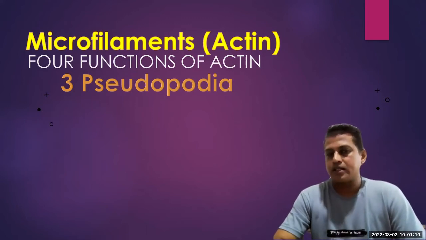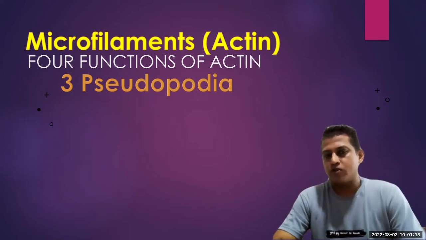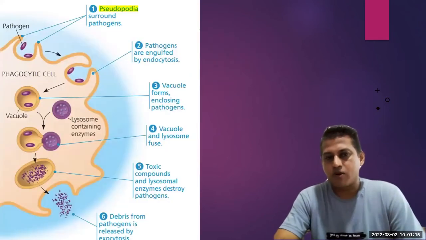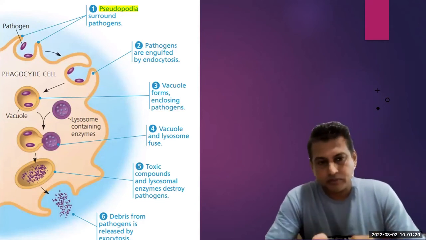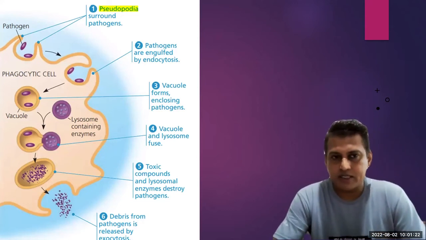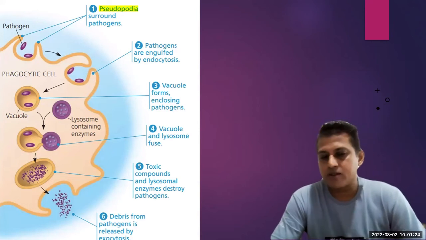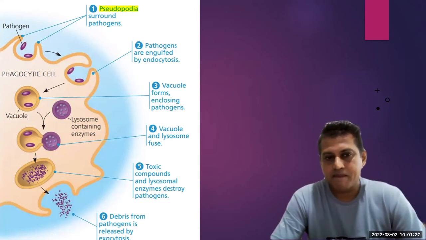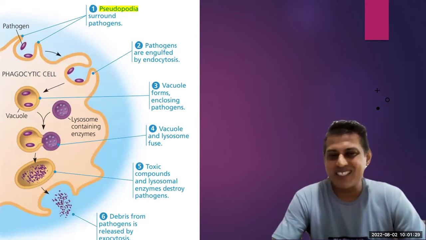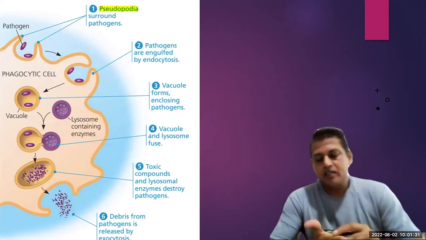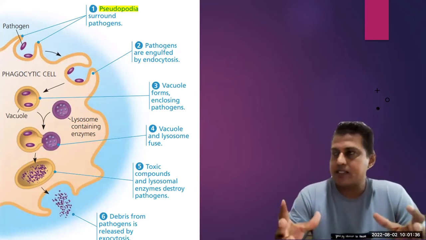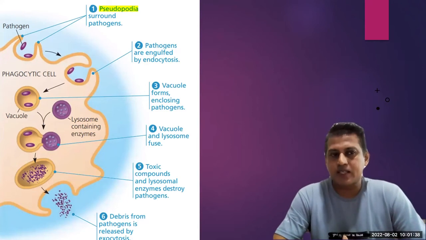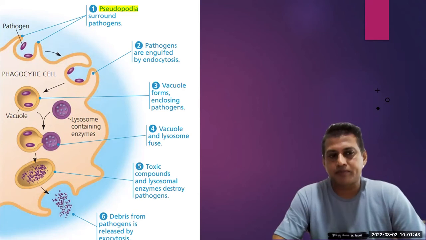So where we can see pseudopodia, why they make pseudopodia, and how they make pseudopodia. Okay, so can you remember lysosome? We learned a very special function called phagocytosis. Phago means eating the cell, right? So phagocytosis, a special cell called phagocytic cell.